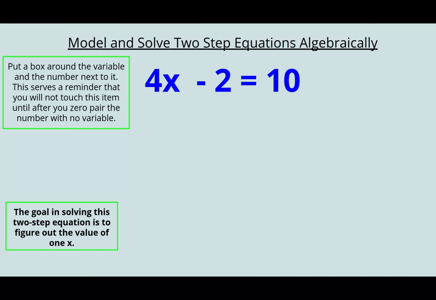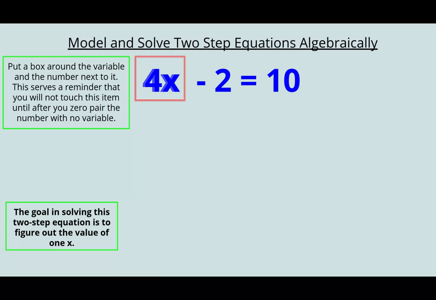The first thing we want you to do, to keep yourself from getting confused, is put a box around the variable and the number next to it. This serves as a reminder that you will not touch this item until after you zero pair the number that is not connected to a variable. So if you look at this equation, which one has a number and a variable that are connected?